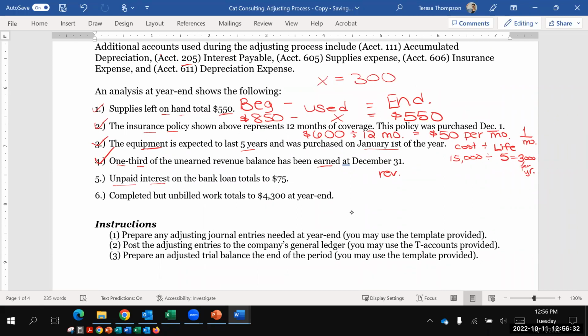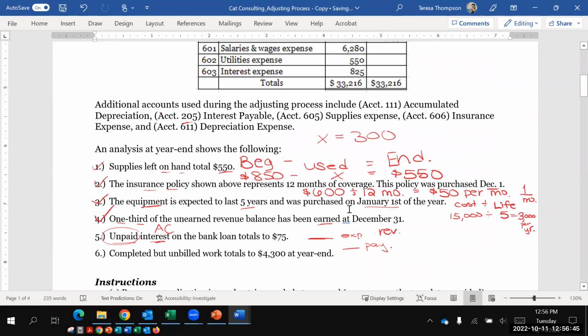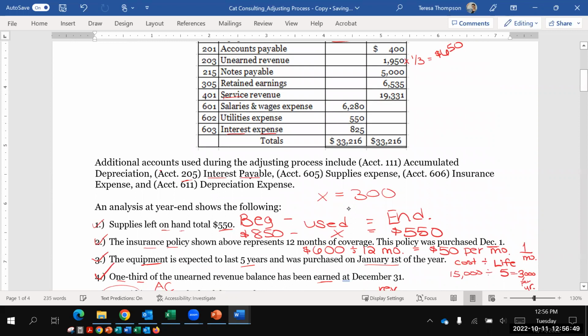Unpaid interest. So if it says unpaid, we know we're in the realm of accruals. We're talking about an expense, so it's going to be an accrued expense. We debit an expense, credit a payable. Let's see what they have. They have an interest payable account. We will use that, and they have an interest expense account. So use that.